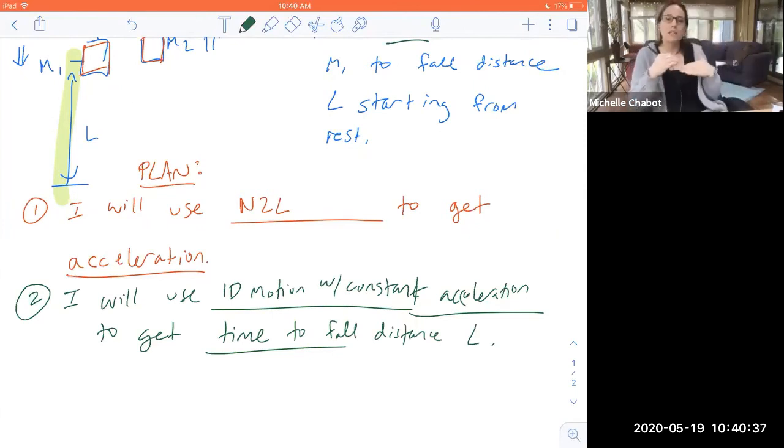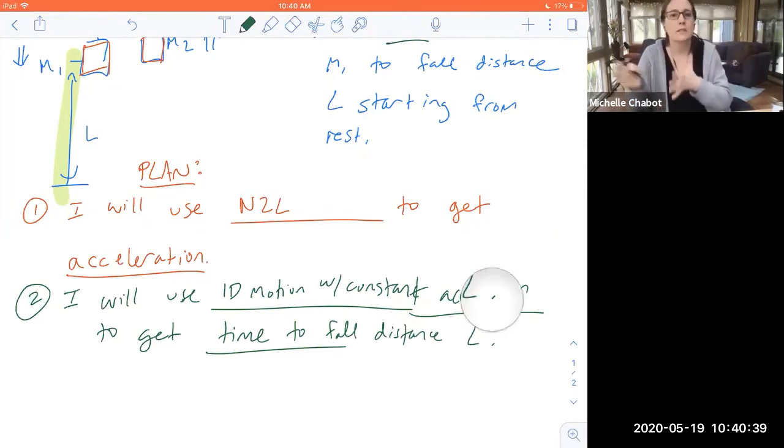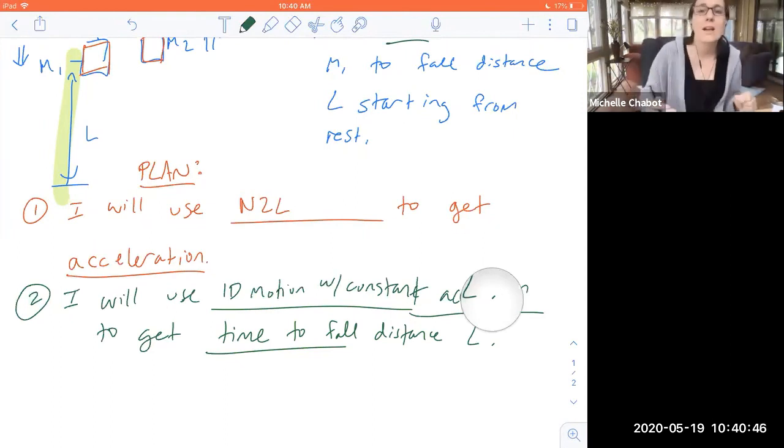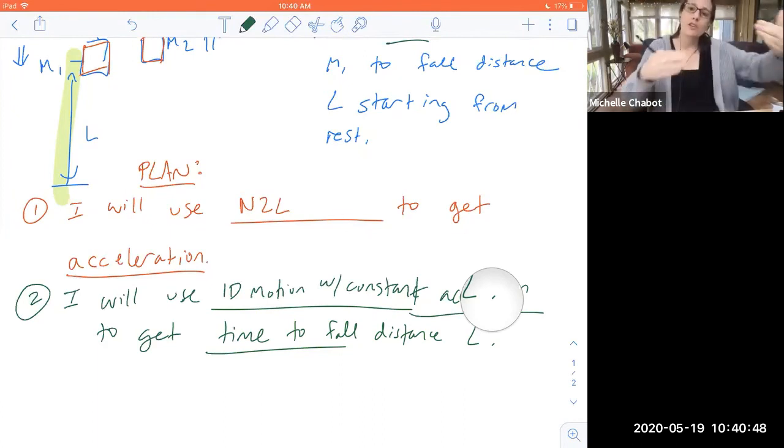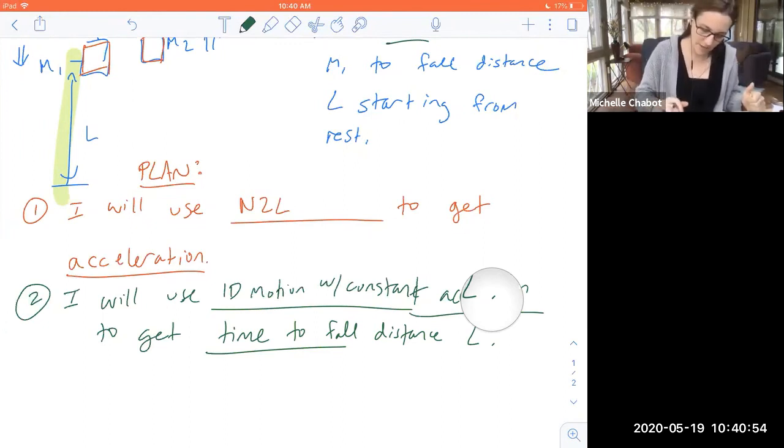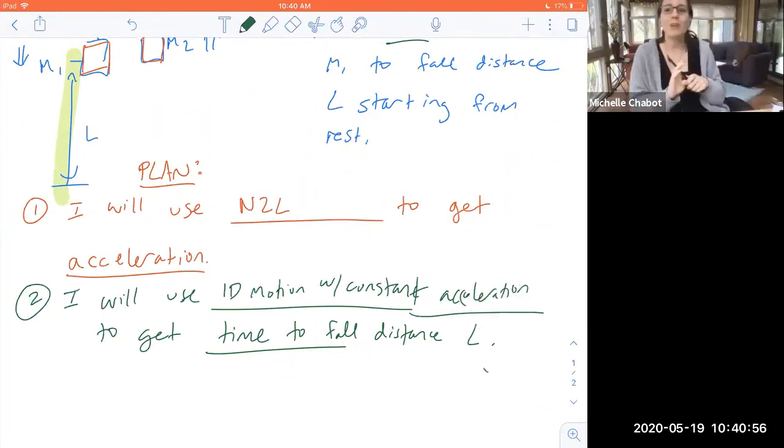So by filling in these blanks, step one, I will use blank to get blank. And then step two, I will use blank to get blank. And then eventually we'll have step three or step four. Eventually you're going to start and end up with the answer at the end of all this.